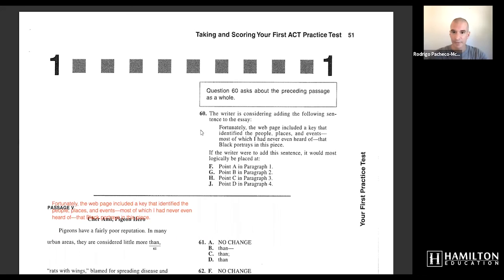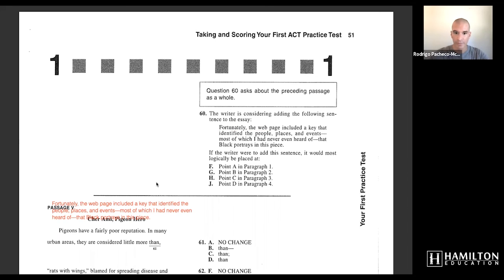So we have the sentence here. Fortunately, the web page included a key that identified the people, places, and events, most of which I had never even heard of, that Black portrays in this piece. A couple of important elements about this sentence. First, fortunately. Then we have the web page. So we're talking about one particular page. A key that identified people, places, and events that Black portrays in this piece.